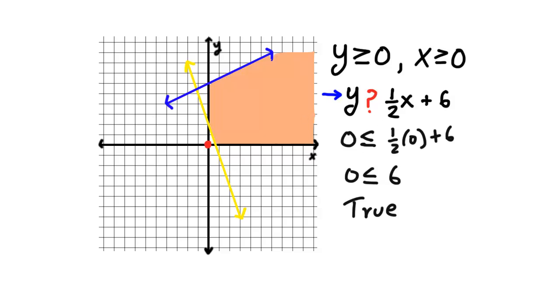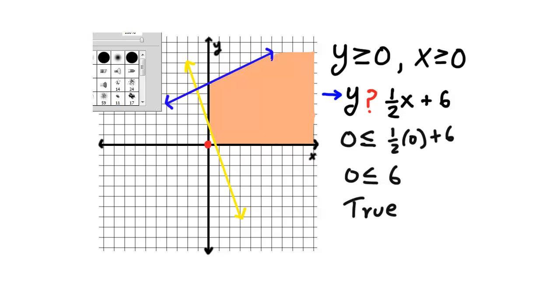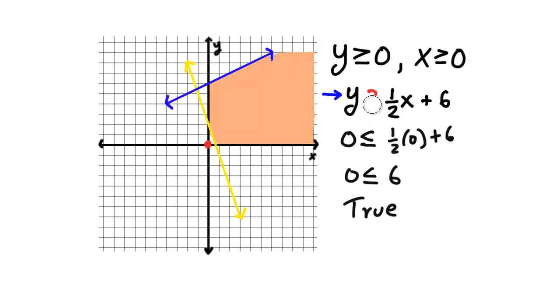Alright, so we'll erase the question mark, make it a little bit smaller here, and we'll put the less than or equal to. Okay, so we have 3 inequalities so far. The only thing missing is the yellow one.